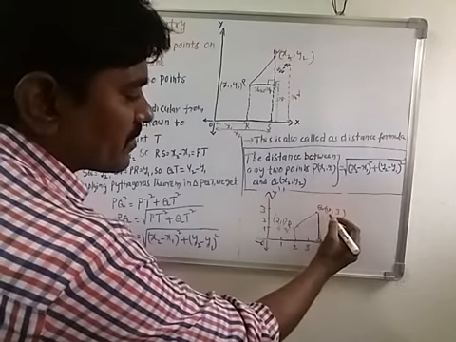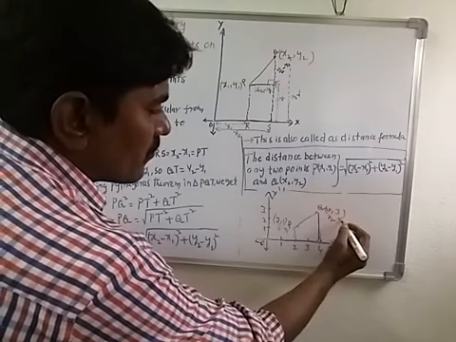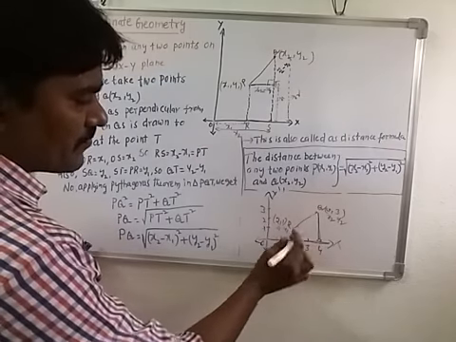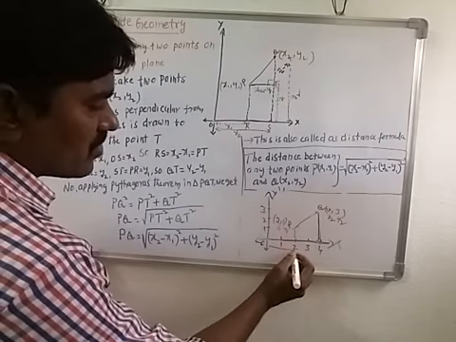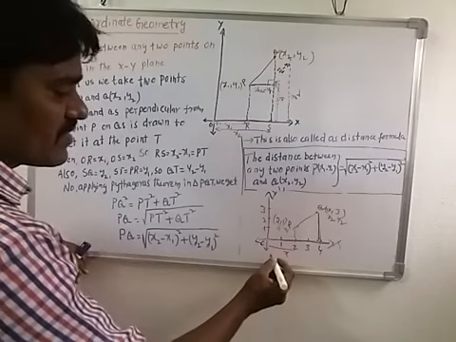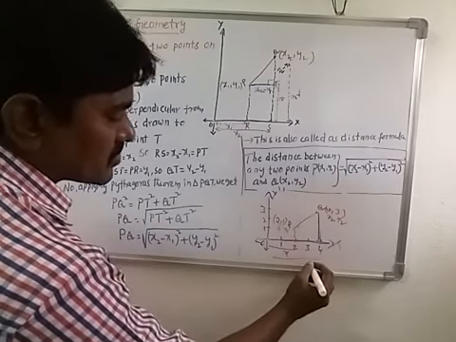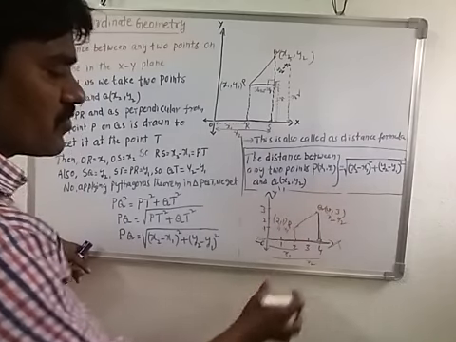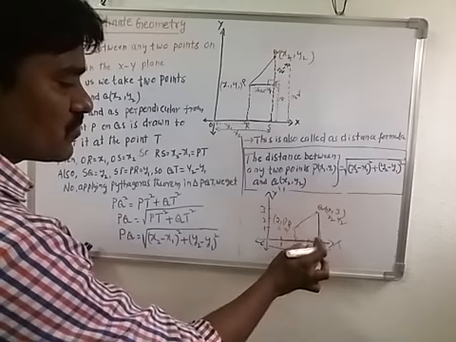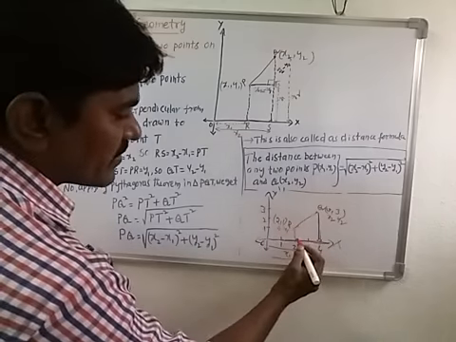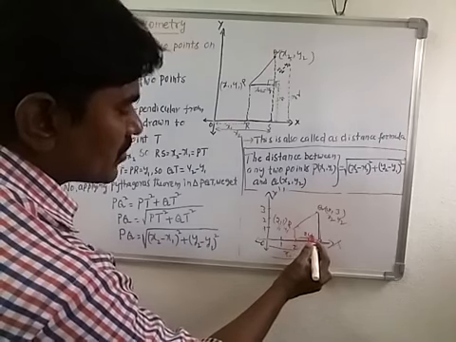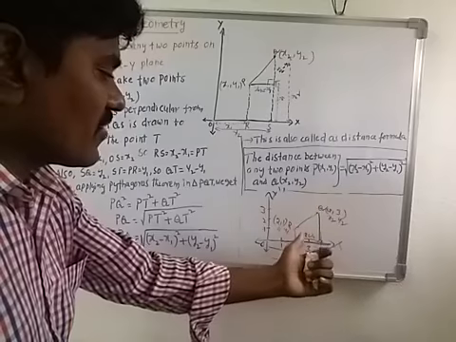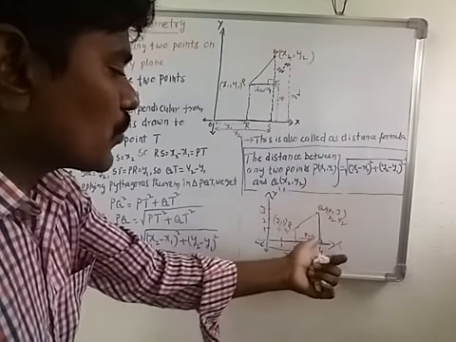So here Q, x2 is 4, y2 is 3. So here to here how much? It is P, this is x1. Here to here, this is x2. So x1 is 2, x2 is 4. So that is 4 minus 2, which is 2. So this is 2 units. So from y-axis, PQ is 2 units.